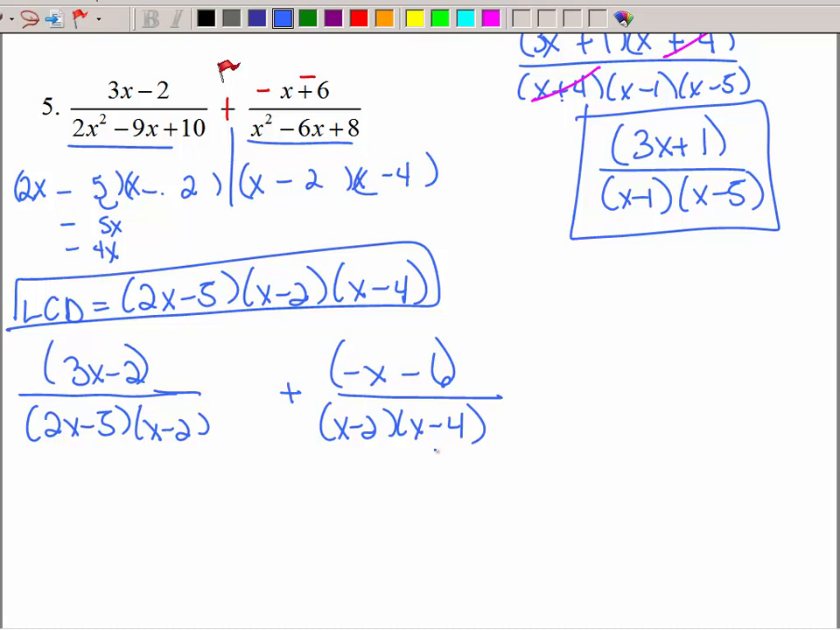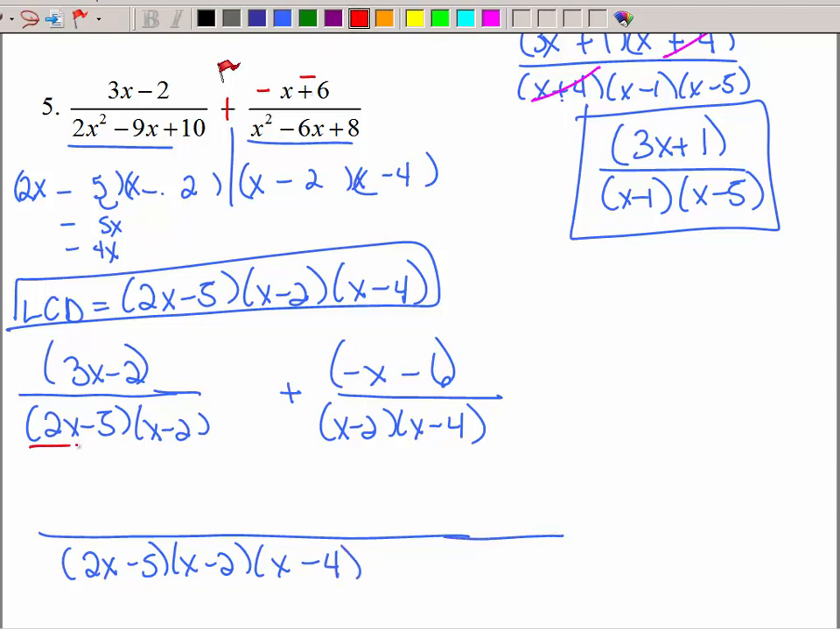Okay, so we need to rewrite that with a common denominator. So I'm just going to write one big fraction. See if I can make this a little shorter. Not much. I'm not skipping many steps. All right, so again, I'm going to compare the old with the new and go, this needs an x minus 4, so I'm going to multiply by x minus 4. So let's go ahead and FOIL that out.